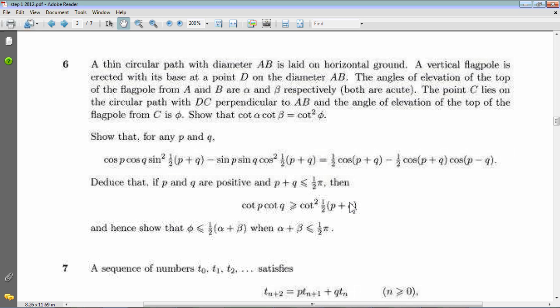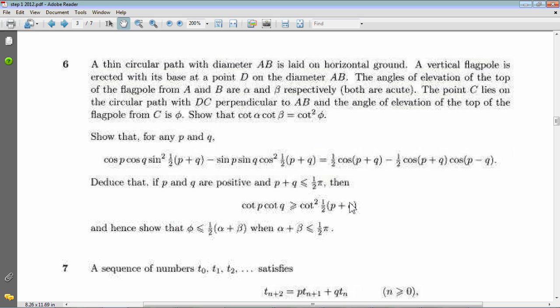So it says, a thin circular path with diameter AB is laid on horizontal ground. A vertical flagpole is erected with its base at a point D on the diameter AB. The angles of elevation of the top of the flagpole from A and B are alpha and beta respectively. Both are acute. And the point C lies on the circular path with DC perpendicular to AB. And the angle of elevation of the top of the flagpole from C is phi. Show that cot alpha cot beta equals cot squared phi.